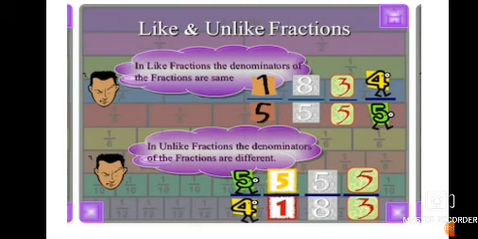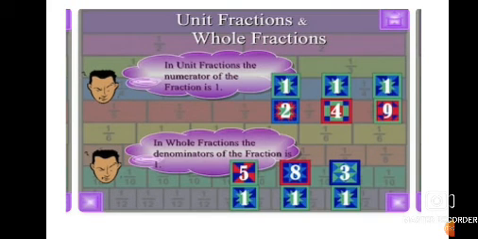Okay, like and unlike fractions. In like fractions, the denominators of the fractions are the same. Alright, 1 over 5, 8 over 5, 3 over 5, 4 over 5. All of these have the same denominators, therefore they are like fractions. In unlike fractions, the denominators of the fractions are different. 5 over 4, 5 over 1, 5 over 8, 5 over 3. All are very different.